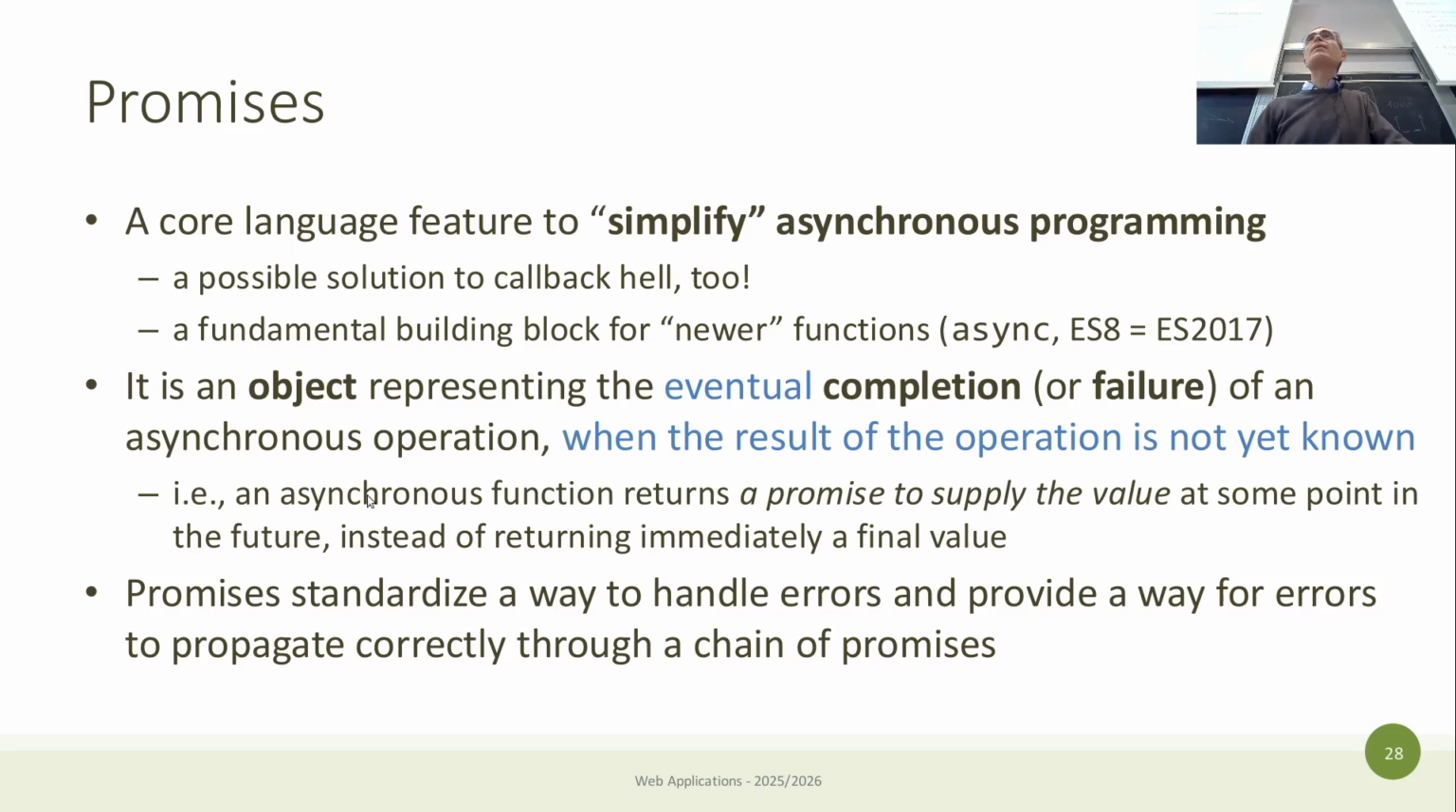So a promise, in short, is a JavaScript object, a predefined JavaScript object, like object, array, function, and so on, date, if you like. And this object represents the eventual completion or failure of an asynchronous operation. Okay? When the result of the operation is not yet known. So in short, you call an asynchronous function. This asynchronous function will do operations, but can immediately, synchronously give you back a reference to a promise object. And this promise object will contain the result of the asynchronous operation. Okay? That's the basic idea.